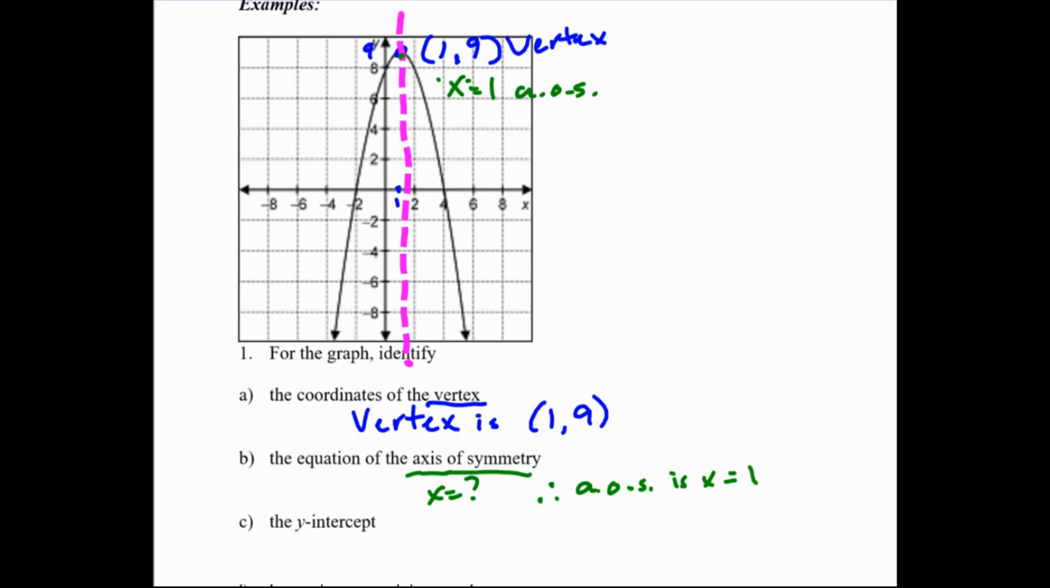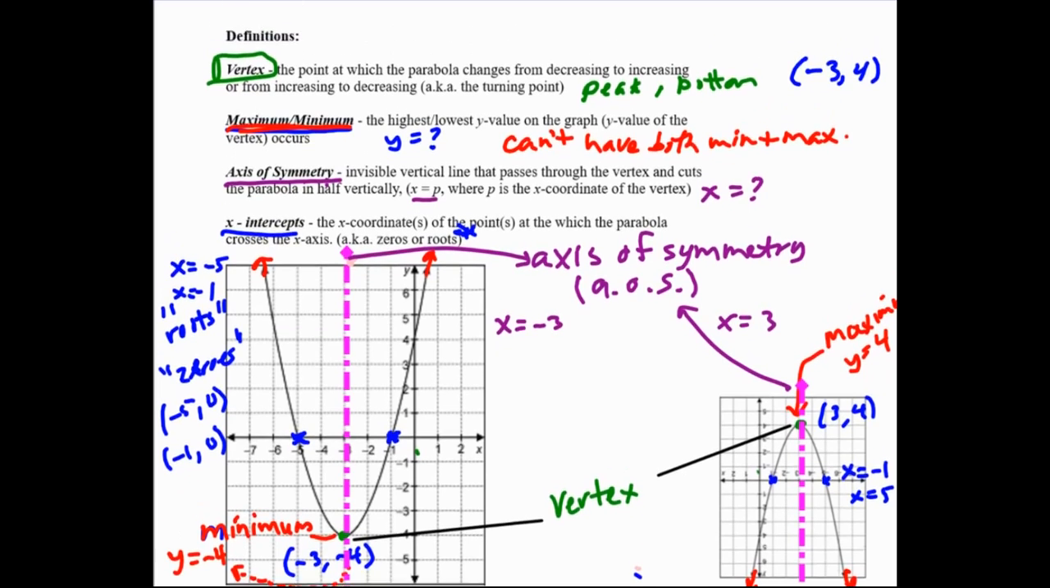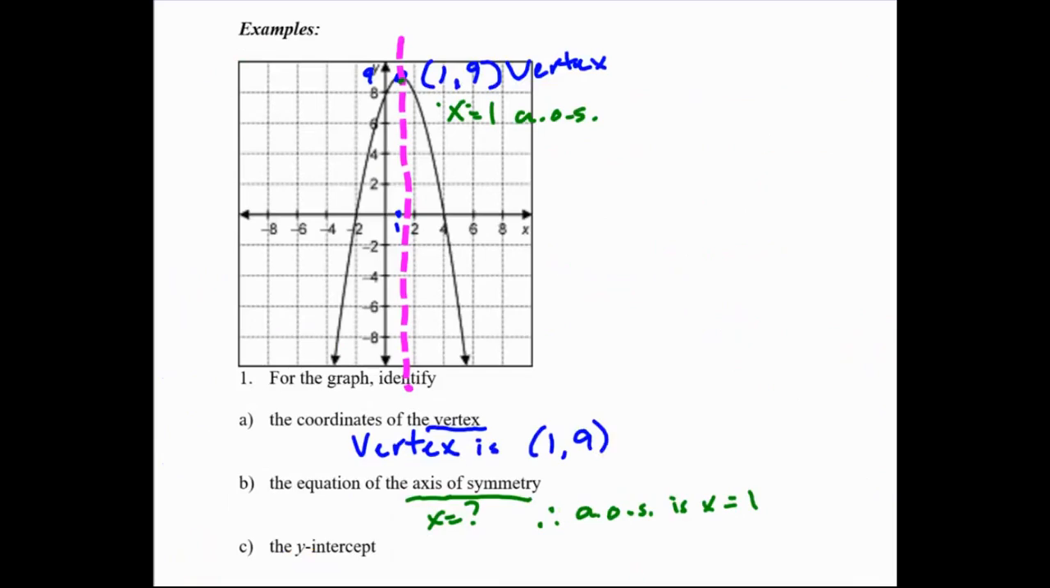All right, what is the y-intercept? Oh, we didn't talk about that before. I don't know why. We talked about it in previous lessons. But let's say the reason why we didn't talk about it on this one was the y-intercept is right through the center. So it is something we will talk about. The y-intercept is where it crosses the y-axis.